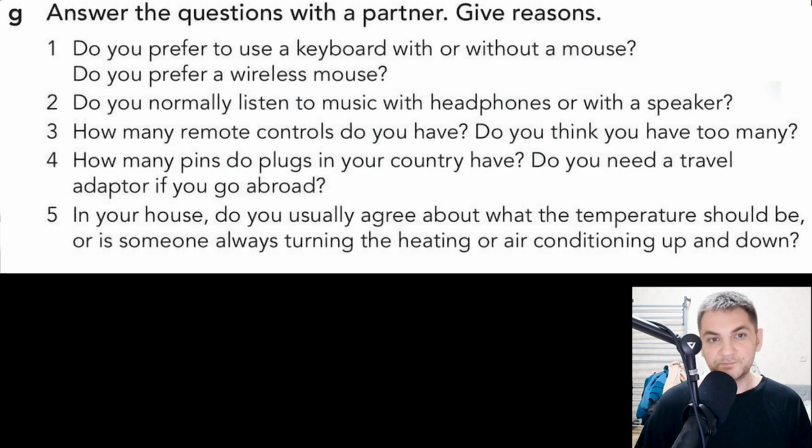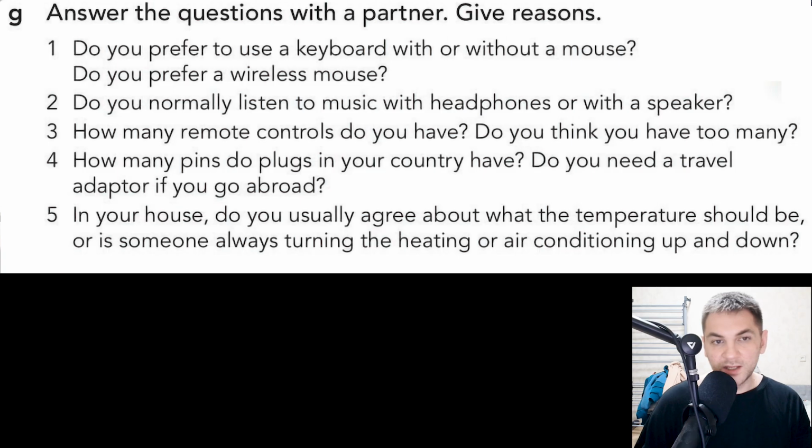Okay, question 1. Do you prefer to use a keyboard with or without a mouse? Do you prefer a wireless mouse? I prefer to use a keyboard with a mouse. I don't understand people who work on their laptops using only a touchpad. It's so inconvenient, actually. And speaking of mice, I prefer a cabled one, with a cable. You can call me a dinosaur, but I hate things that need batteries. You have to change them or charge everything.